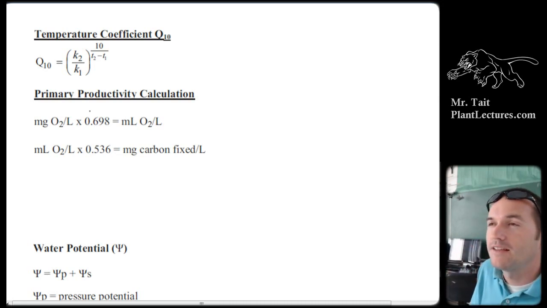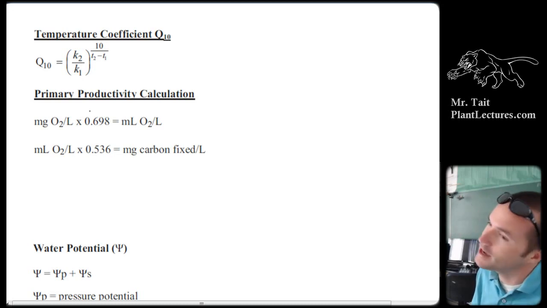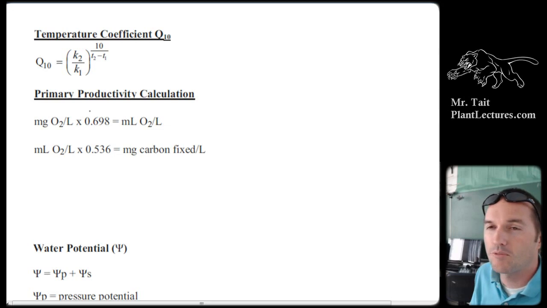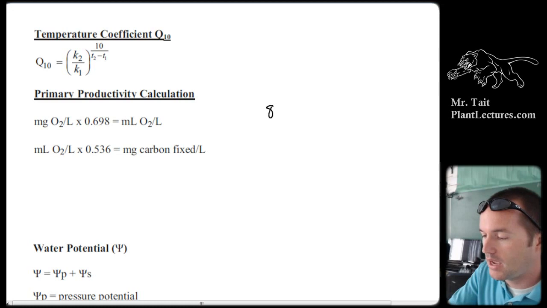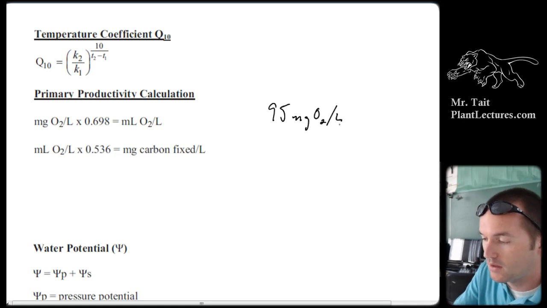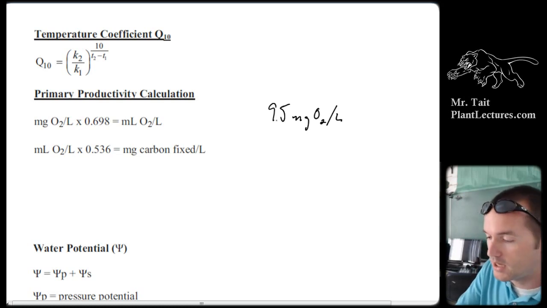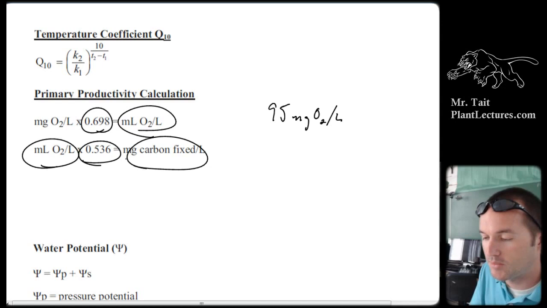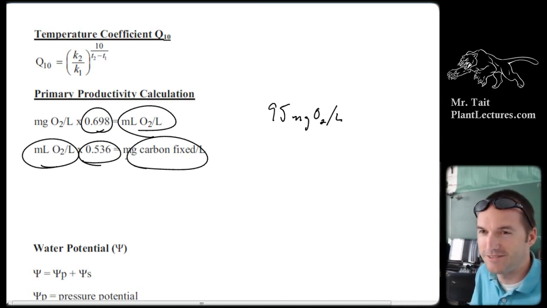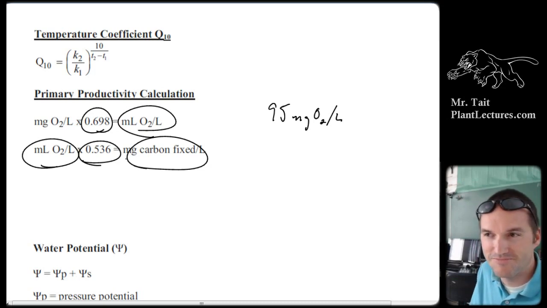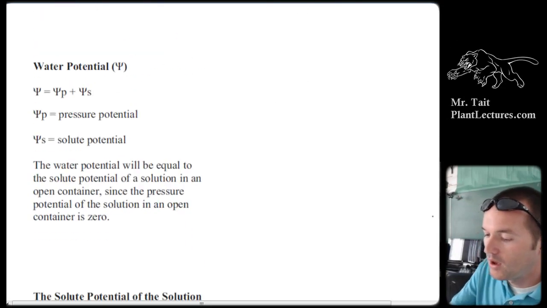Primary productivity calculations. Let's say that it was talking about eutrophication of a pond, and it said that before this runoff, before the eutrophication, the milligrams of O2 per liter in the water were like, I don't know, 95 milligrams O2 per liter, right? And then it wanted to know what the milligrams carbon fixed were before. You would take 95, multiply it by this. That gives you the milliliters of O2 per liter. And then you take that value, multiply it by this, and you get the milligrams carbon fixed per liter. There's nothing else to it. There's no fanciness. You just multiply by two values. That's it. Right?